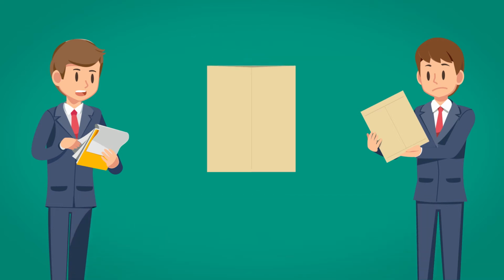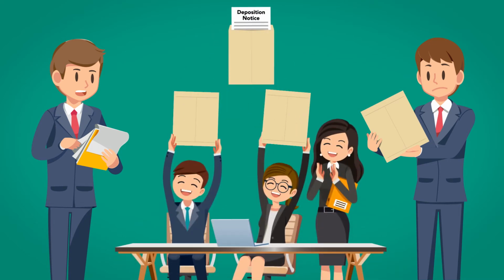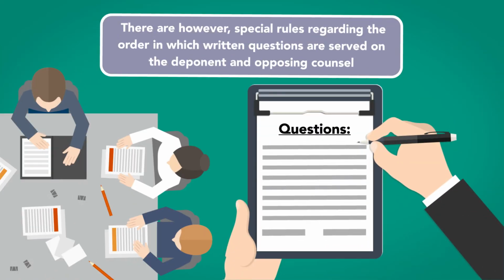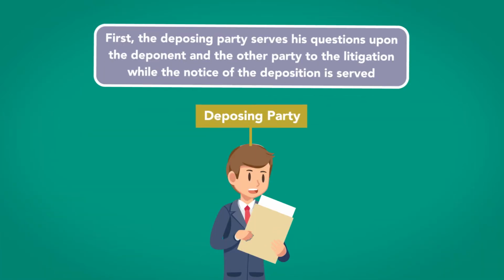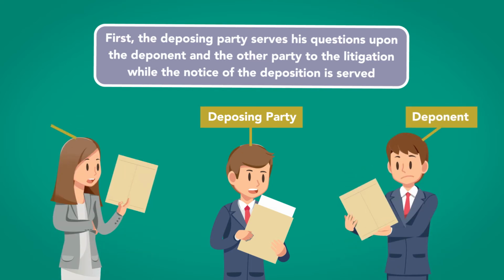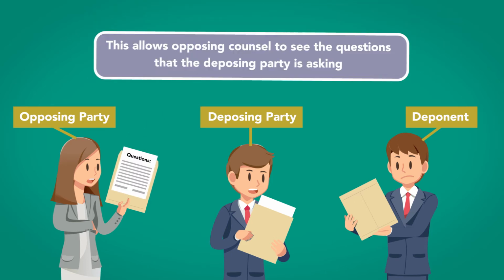The party requesting the deposition can subpoena the deponent and must send a copy of the deposition notice to all other parties. There are, however, special rules regarding the order in which written questions are served on the deponent and opposing counsel. First, the deposing party serves his questions upon the deponent and the other party to the litigation while the notice of the deposition is served. This allows opposing counsel to see the questions that the deposing party is asking.